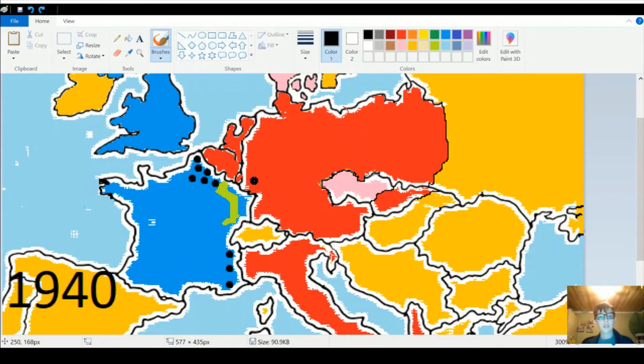And what happens next is honestly a stroke of genius, in my opinion. Also, do you like how I now have the little troop formations? So this stroke of genius is that the Germans realize that all the forces are there, so they go through this area.